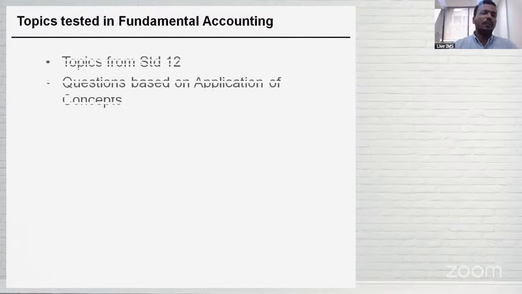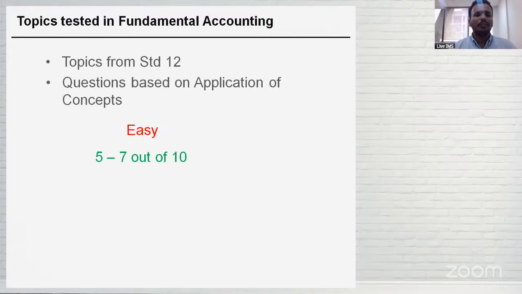Now let us talk about the topics tested in fundamental accounting. Obviously, all the topics from accounting were asked from the 12th grade only. The questions were based on the application of concepts. Again, the level of this particular section was quite easy. Many of the students were able to attempt around 6 to 7 questions out of the 10 questions asked over there. A few of the questions were theoretical, and there were a few questions where students were supposed to do the calculation also.